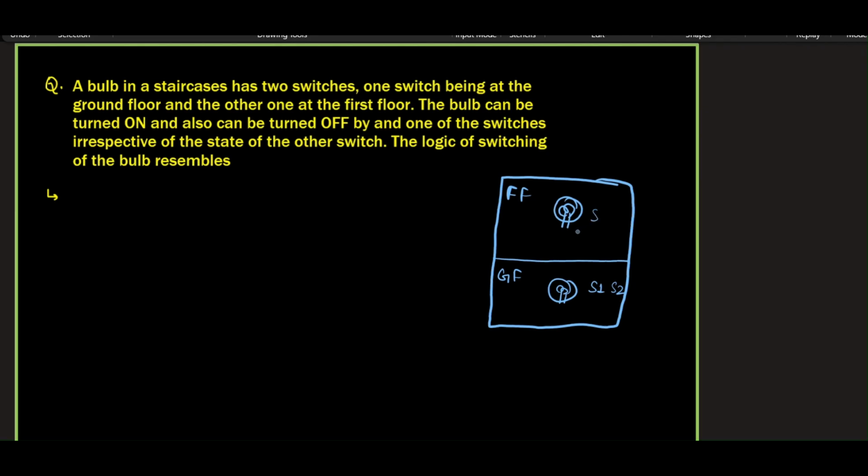A bulb in the staircase has two switches, one at the ground floor and another at the first floor. So let me call switch one the one present on the ground floor and switch two the one on the first floor. The bulb can be turned on and also turned off by any of the switches. The bulb is in the staircase, so my bulb is in between the first floor and the ground floor.